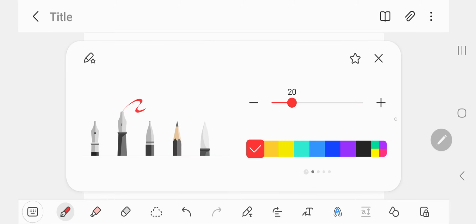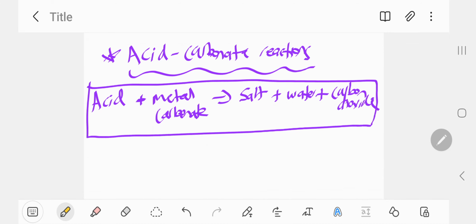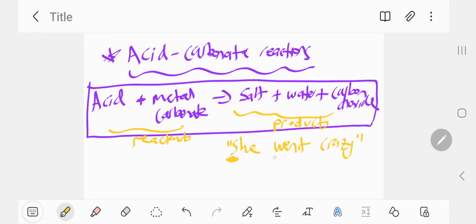Here's a great way to sort of commit to memory what the products are. So these are the products here, and these are the reactants. Okay, this is something I teach my students all the time. She went crazy. Okay, S for salt, W for water, and C for carbon dioxide.